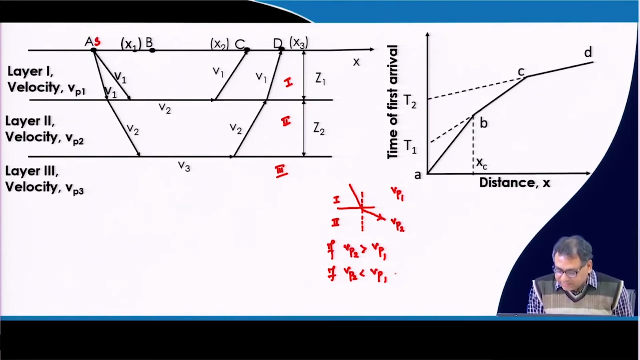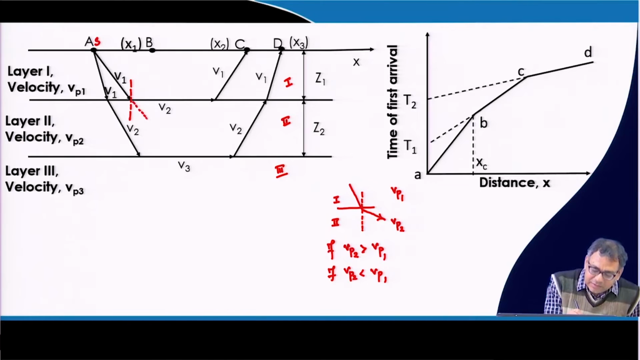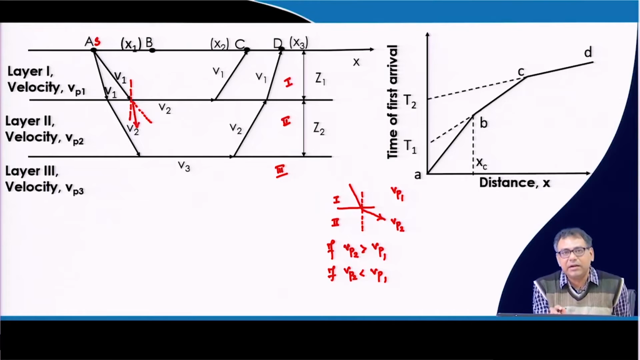So under the second condition, if the refracted ray travels towards the normal, then there is no possibility that this ray will reach the ground surface again and be measured by the geophone. Because if this ray moves in this direction, then it will never reach the ground surface. So that means to reach the ground surface, these rays have to move away from the normal.